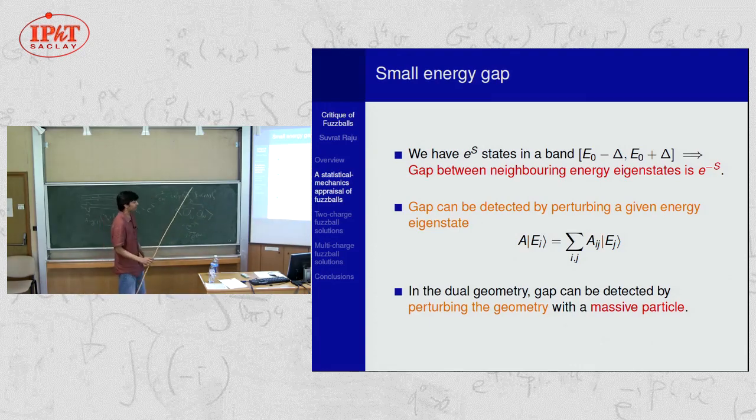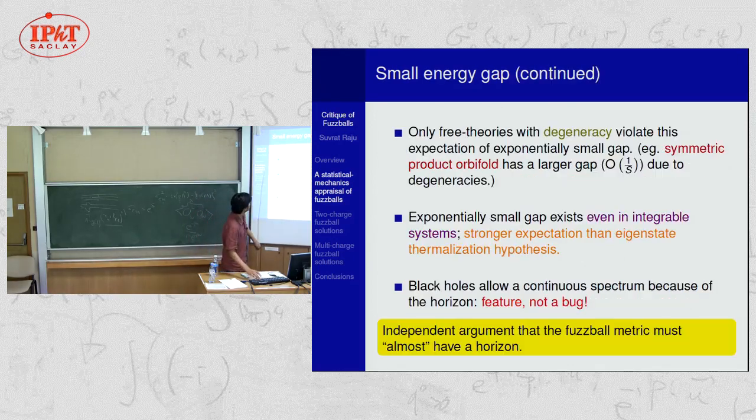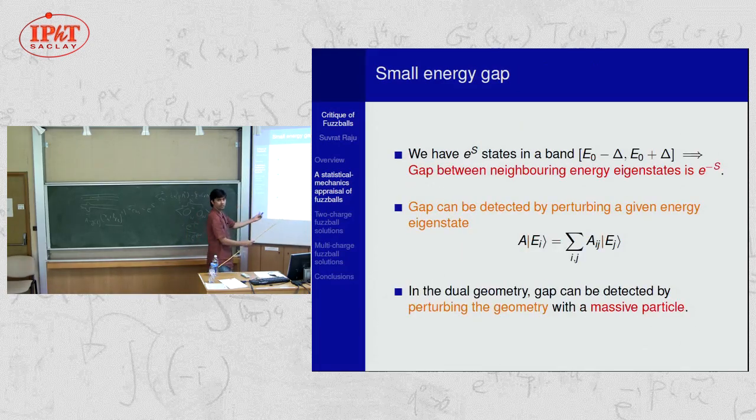Okay. The second thing is that this gap can actually be detected. This is not just an abstract gap that exists between neighboring energy eigenstates. If you take one energy eigenstate and you hit it with an operator, then you excite all of these neighboring energy eigenstates. So in the dual geometry in an AdS/CFT setup, you can see the fact that there are a whole number of energy eigenstates which are close to your initial energy by just perturbing the geometry with a massive particle. If you really have e to the S states around the state that you are in, and you perturb the geometry with something which has an IR cutoff, so that's why I said massive particle, then you will see these very small gaps in energy. In particular, this will be manifested in a continuous spectrum in Fourier space of the 2-point function of A, if you were to measure it.